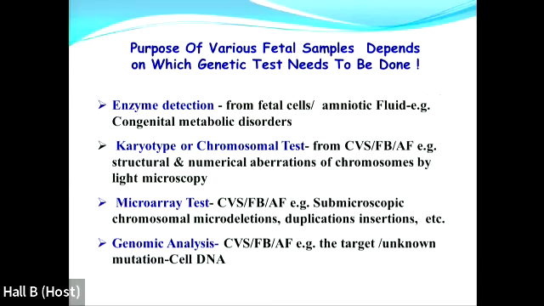So based on that, you will choose. You have to have a good interaction with the clinician and the laboratory scientist for the sample, whether CVS, fetal blood or amniotic fluid, and which abnormality you are going to look for. Is it a submicroscopic chromosomal abnormality, for which it will be a microarray test, and you will need DNA.